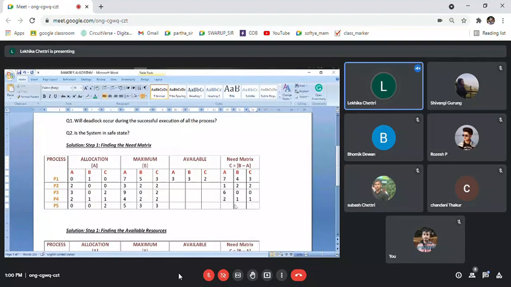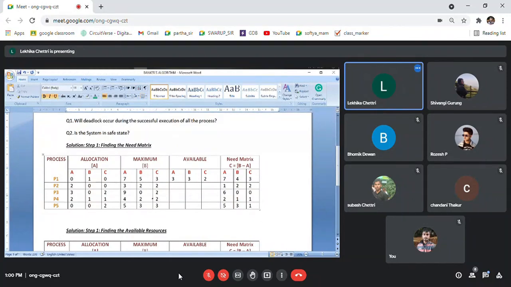Okay, so next up we have Subhash. Subhash, give me the need matrix for P5. Ma'am, 5, 3, 1. Sorry, how much? 5, 3, 1. Okay, so 5, 3, 1. This is the need matrix.